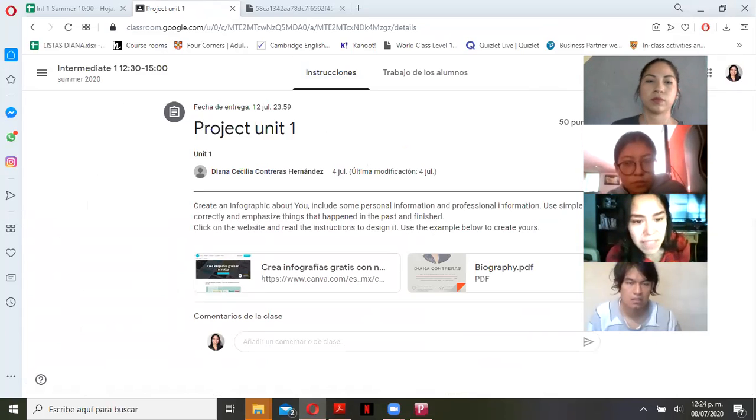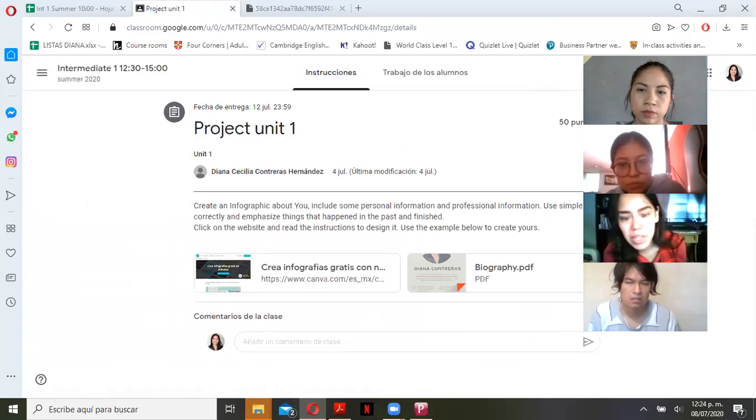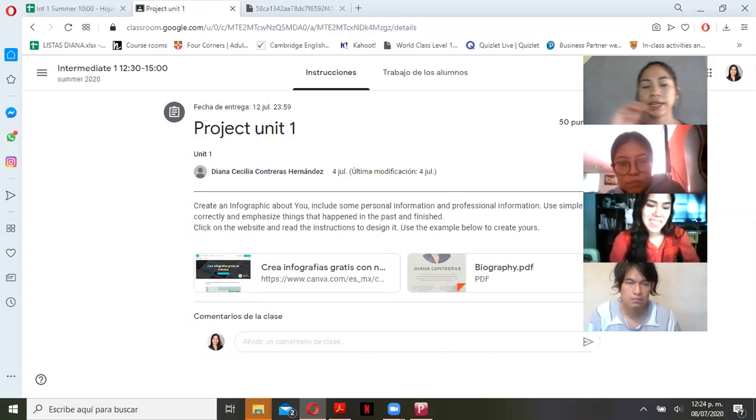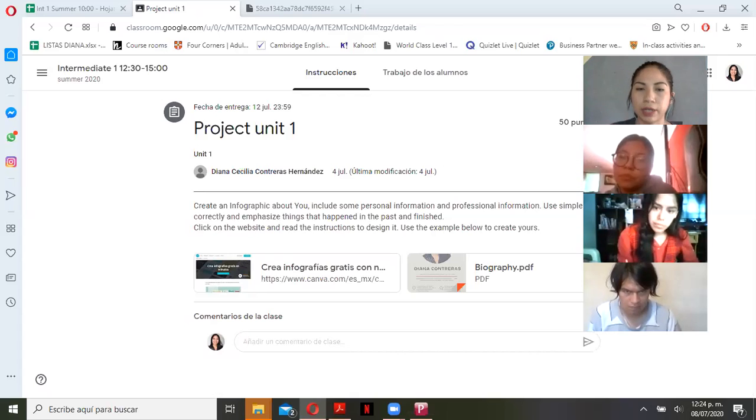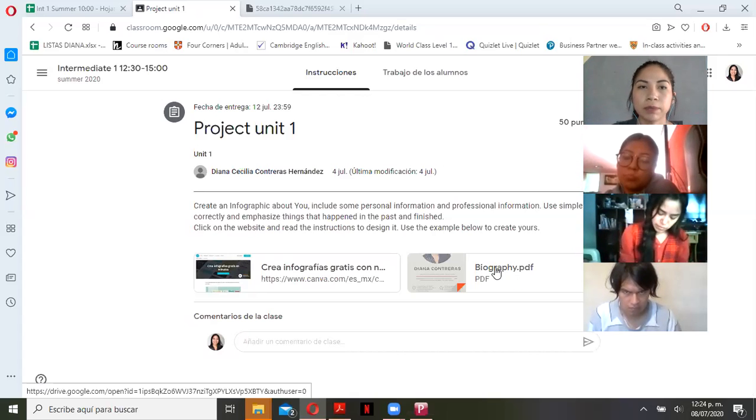Create an infographic about you. Includes some personal information and professional information. Your simple past correctly and emphasizes things that happened in the past and finished. Click on the website and read the instructions to design. Use the example below to create yours. Okay, thank you. Van a crear una infografía con cosas que ya terminaron, que están en el pasado pero ya terminaron, ¿ok? Aquí tienen un ejemplo.